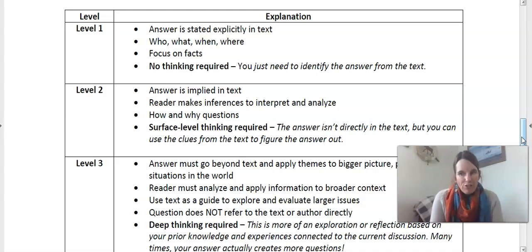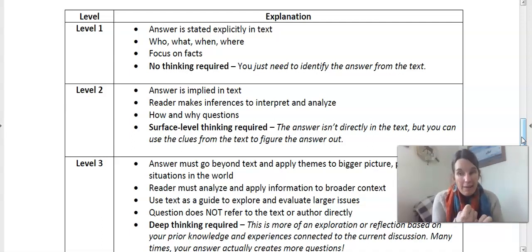Now, level 3 questions take this even a step further. And rather than talking about the text itself, the why or how of what happened in the text, level 3 questions ask questions about the big picture. How do these ideas and these themes from the text connect to the world? So in level 3 questions, you don't even actually reference the text because it's not about the specifics of the story. It's about the ideas and themes that were brought up in that story and how they connect to us as readers and to the world that we live in.